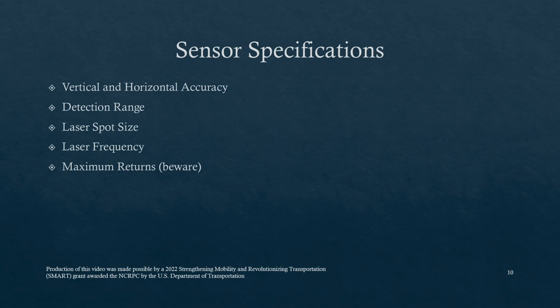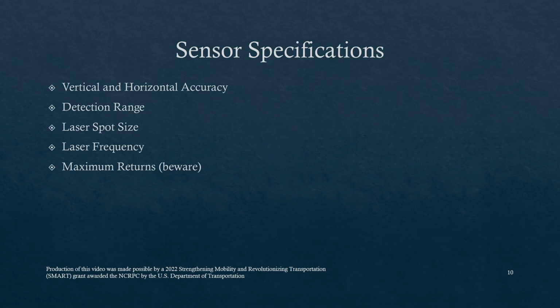So thinking about sensor specifications, there's horizontal and vertical accuracy, also paying attention to the specifications of the GPS and also of the IMU. There's the detection range, laser spot size. That can be really important to canopy penetration missions, where the smaller the diameter of that spot, the more likely you are to find gaps. So that can be inherent in the sensor specification, also affected by the altitude that you're flying. You've got your laser frequency and maximum returns.